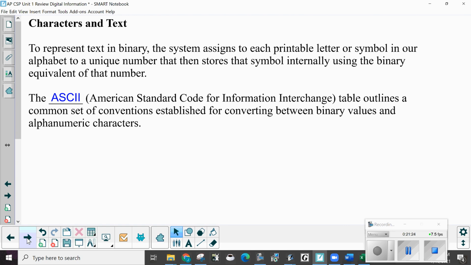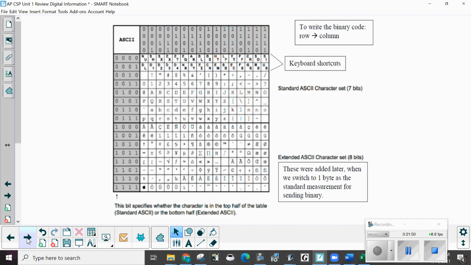To represent text in binary, the system assigns to each printable letter or symbol in our alphabet a unique number that stores that symbol internally using the binary equivalent of that number. ASCII, American Standard Code for Information Interchange. This is what was used for many years, and the table that follows outlines a common set of conversions established by converting between binary and alphanumeric characters. Fantastic. You have this table in your notes that are provided with this video, and you can look at it. You certainly don't have to memorize it. Know that it exists. Know that it was the original way of encoding text, alphanumeric text characters.